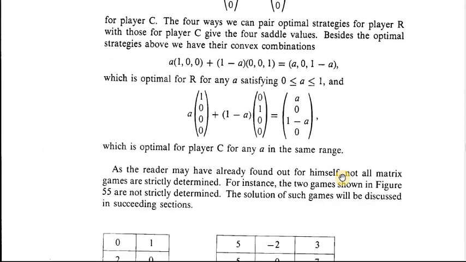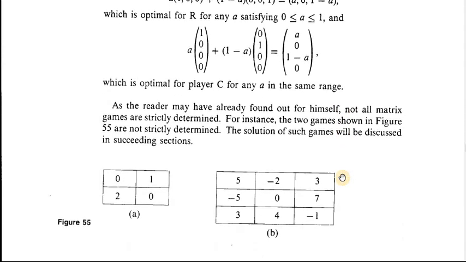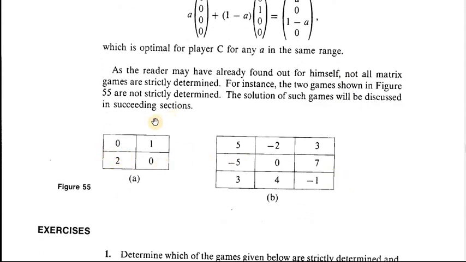Now, so far we've talked about only strictly determined games with a saddle value. You can verify for yourself that these games do not have a saddle value. For instance, this one, the minimum in this row is 0, but that's not the maximum in this column. So this is not a minimax value. The minimum in this row is 0, but that's not the maximum in this column. So none of the minimums in the rows are maximums in the columns, so there's no minimax value. This game is not strictly determined.